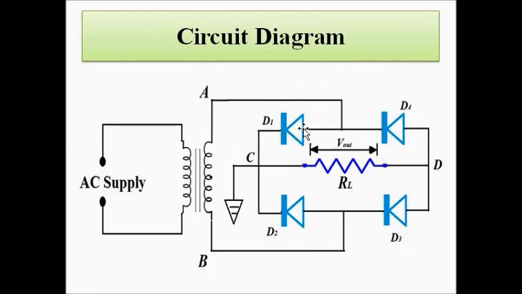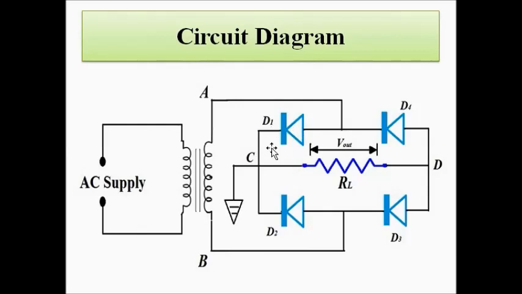This positive end is connected to the P type end of D1, and the negative end B is connected to the N type end of D3. So, this all happens during the positive half cycle, when A is positive and B is negative.